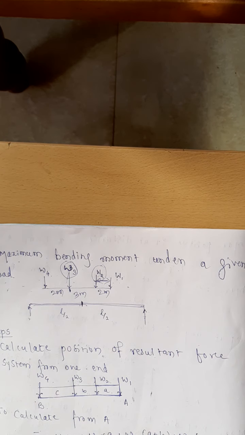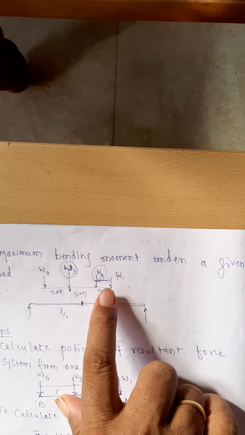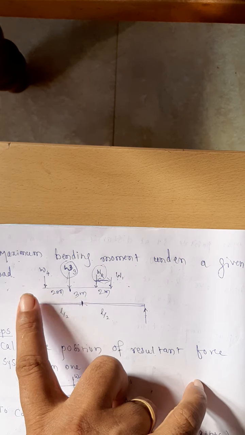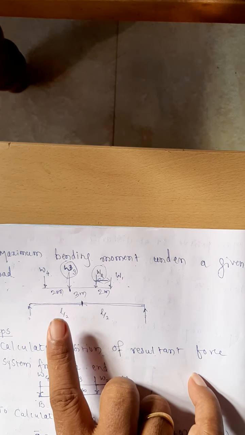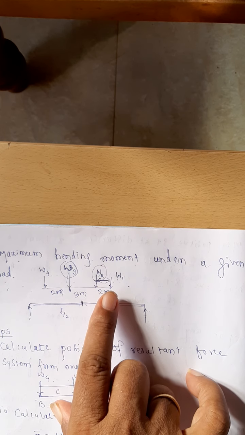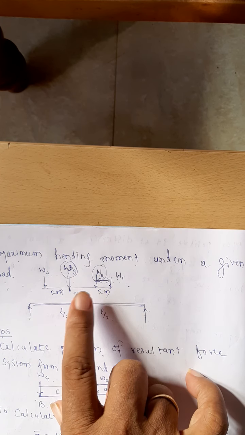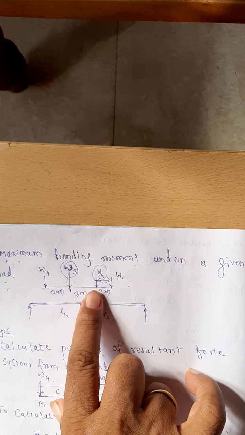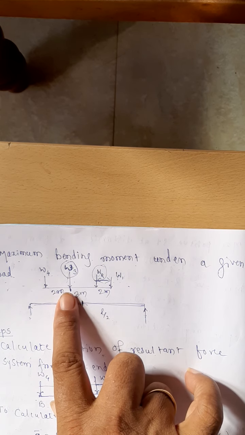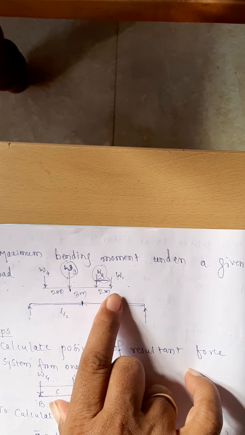Here we are having the two categories of problem. One is the maximum bending moment under any load, like maximum bending moment under W1 or W2 or W3 or W4. Remember, maximum bending moment for W1 may be less than or more than the maximum bending moment for W2 or maximum bending moment for W3, like that.